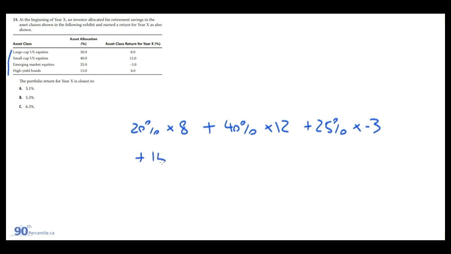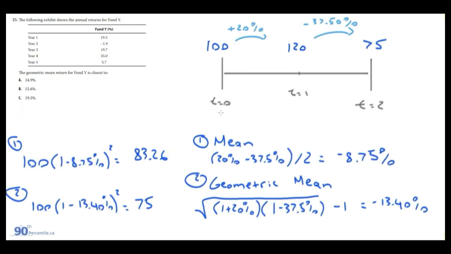So the portfolio return for year X is closest to, and for this, all we have to do is take the weighted average of the asset allocation and the returns. So going from top to bottom, we have 20% in large cap US equities times 8% return. Then we add the 40% weighting of the small cap times a 12% return, plus 25% of emerging markets times -3, and then we can also add the 15% in the high yield bonds times 4. So you run this calc out and you get 6.3, so C.